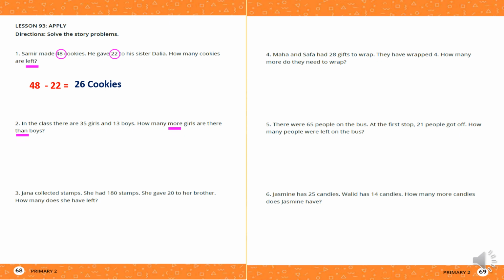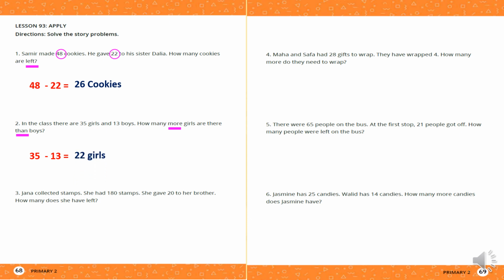Question number 3. Jana collected stamps. She had 180 stamps. She gave 20 to her brother. How many does she have left? Now, Jana had 180. She gave 20 to her brother. So the number of stamps decreased. If decreased, we will apply subtraction. Also, we have the keyword left. So 180 minus 20 equals what?